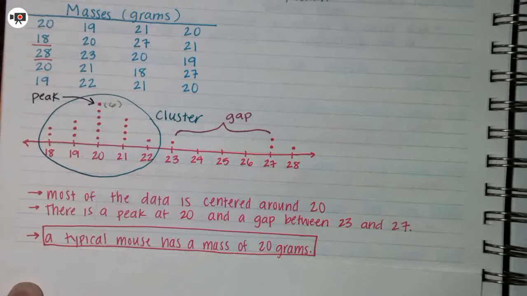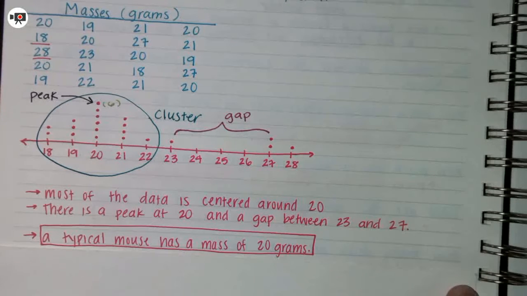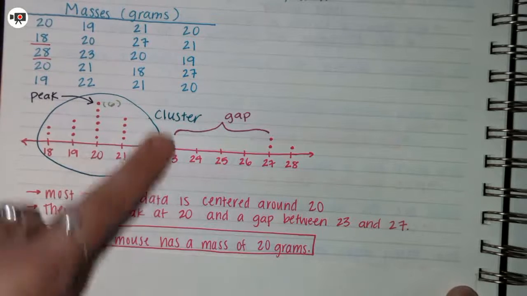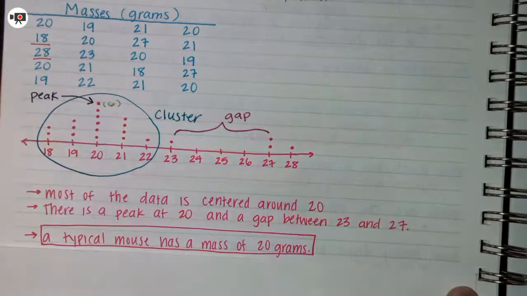So to answer the question, I would say a typical mouse has a mass of 20 grams. Because that is the highest one, there's a lot of dots around it, so average could be 20.